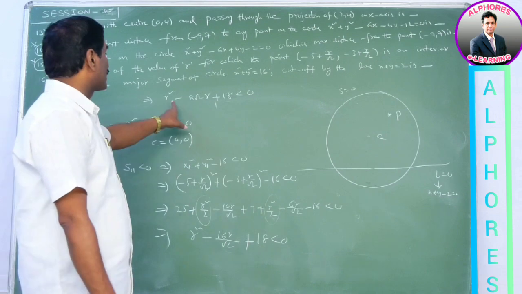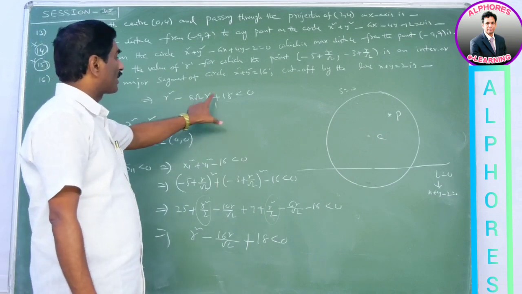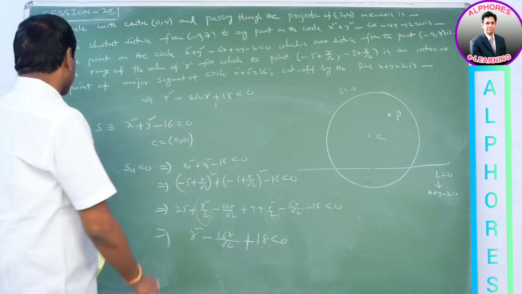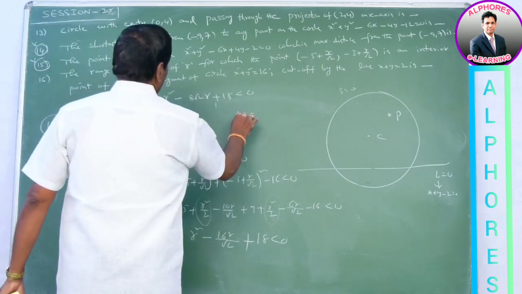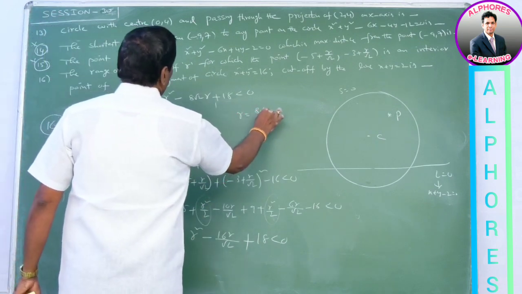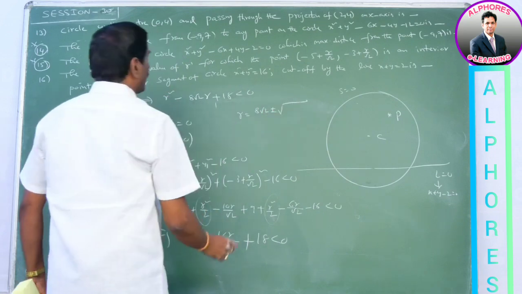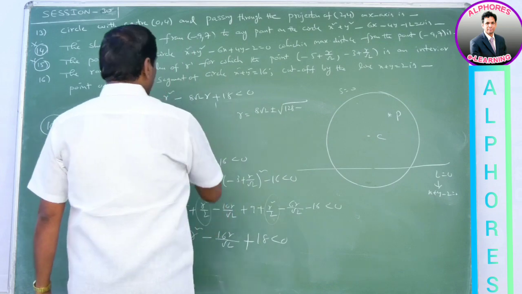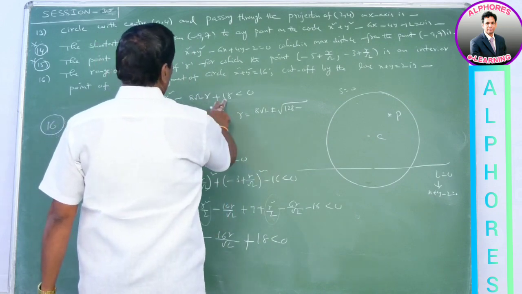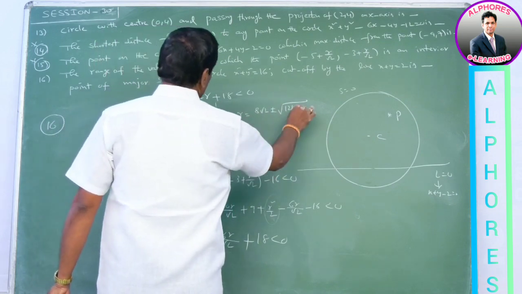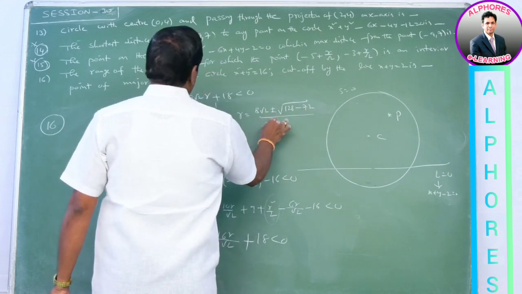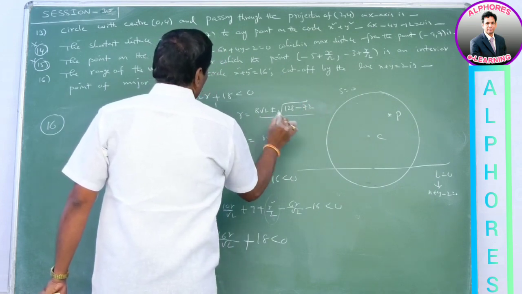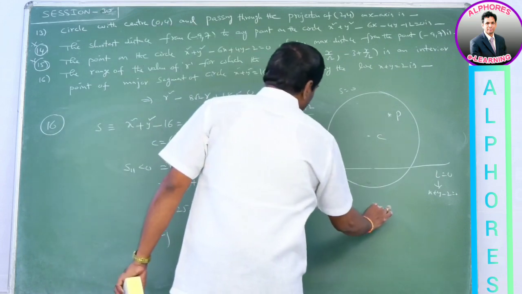First we find the roots of the equation r square minus 8 root 2 r plus 18 is equal to 0, by using minus b plus or minus root of b square minus 4ac by 2a. Here r is equal to 8 root 2 plus or minus root of b square, that is 64 into 2, 128, minus 4ac, that is 4 into 1 into 18, 72, by 2 into 1.